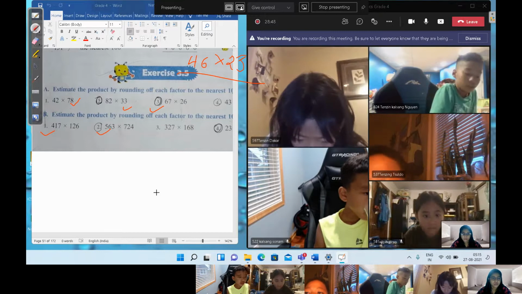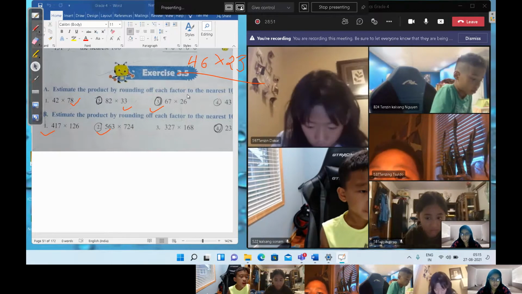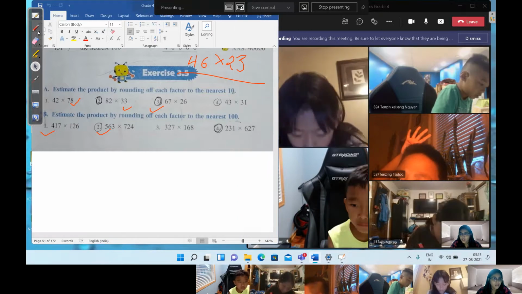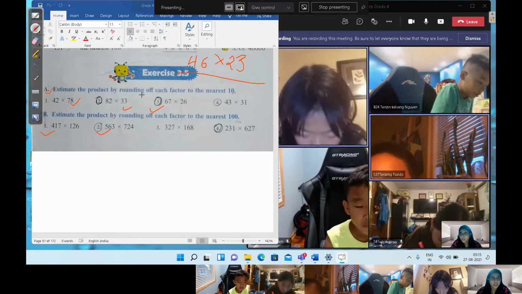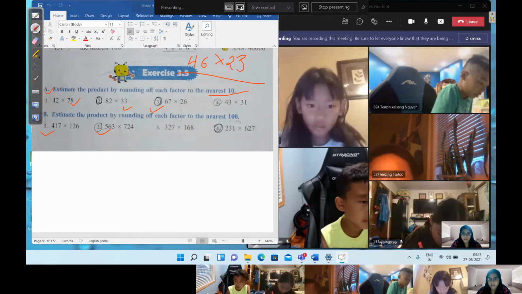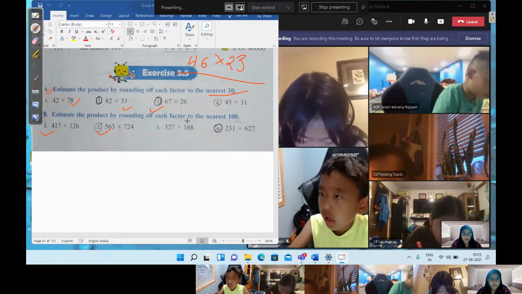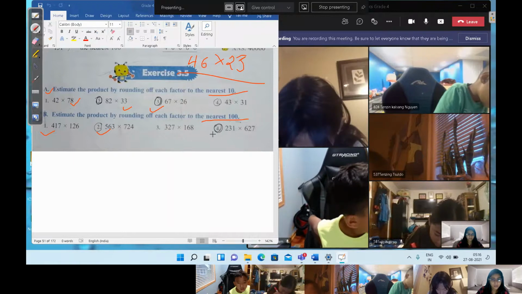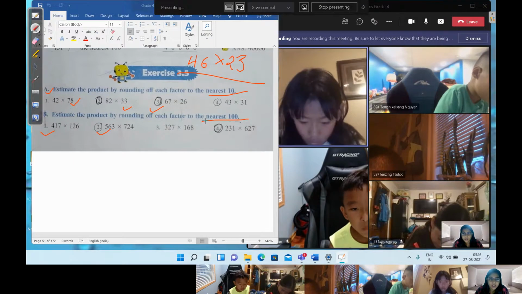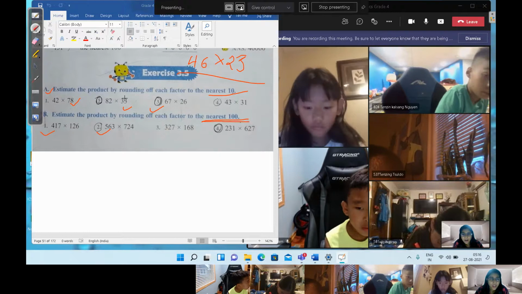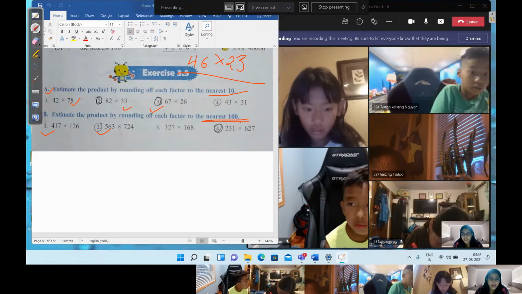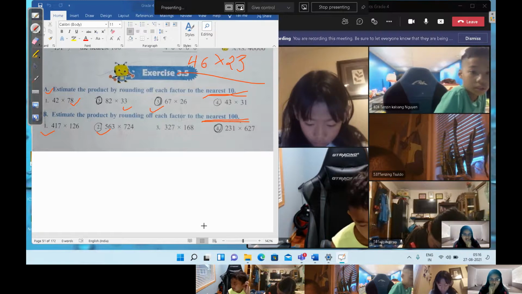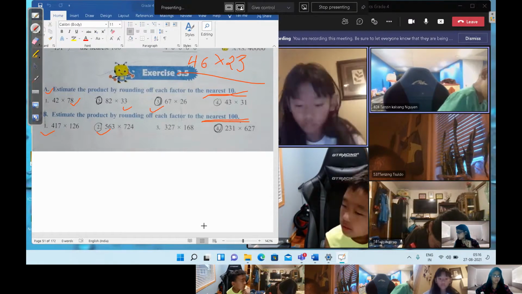Part B. But listen to me one thing. Here you can see, in the first question we have to estimate the product, rounding to the nearest 10. Listen to me one thing, that is an important thing. For B we have to find the nearest 100, and for the equation we have to find the nearest 10. Okay. Now tell me the answer.